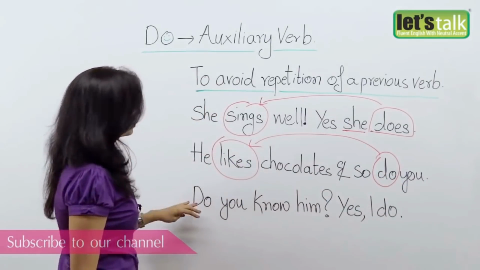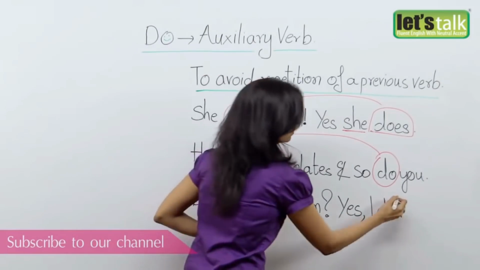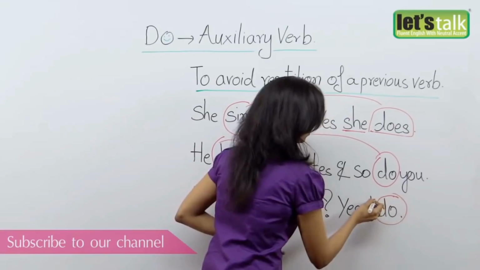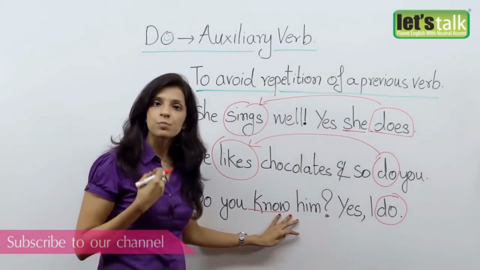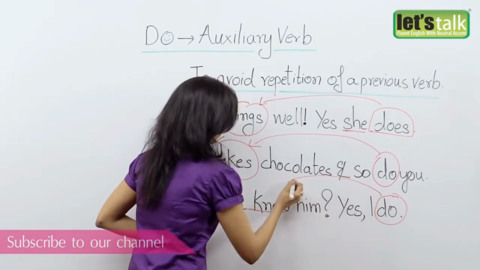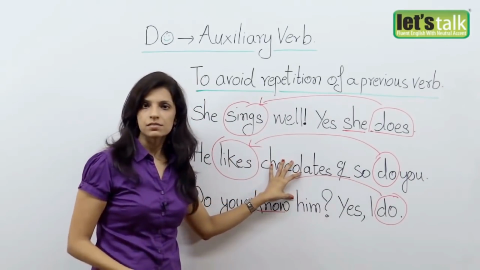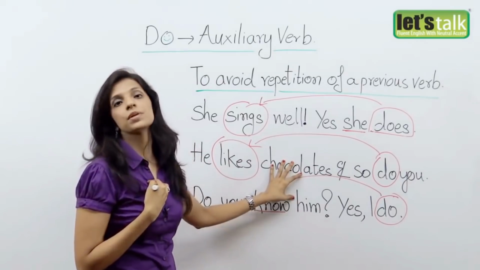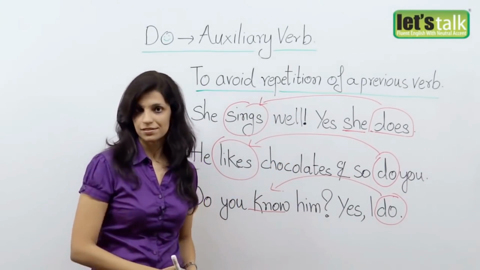In my third example, do you know him? Instead of saying yes, I know him, you say yes, I do. So here do is replacing the verb know. That means you do not repeat the verb know, you say yes, I do. Or for example, I say my friend works very hard. So you say so do I. So that means you are replacing the previous verb works in the sentence with do.